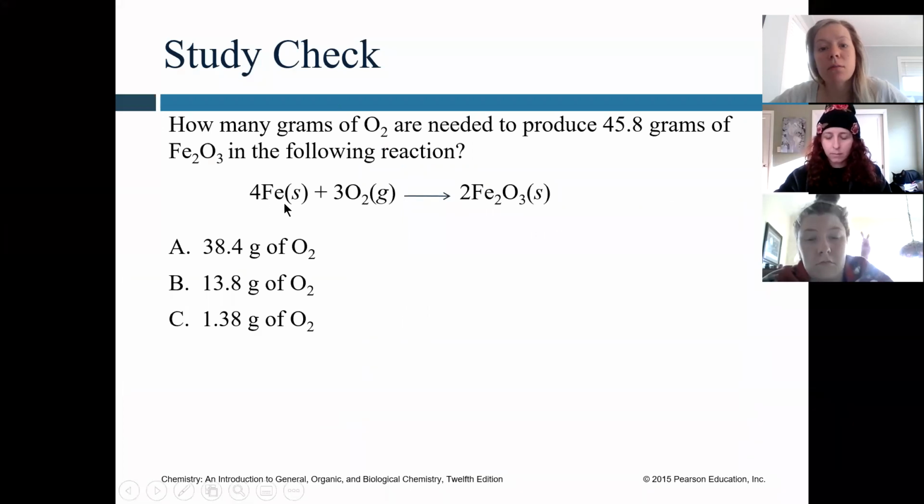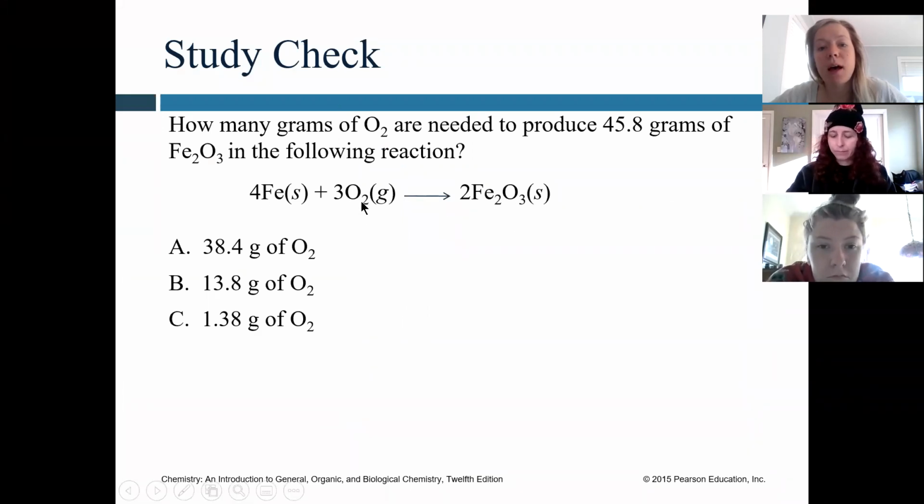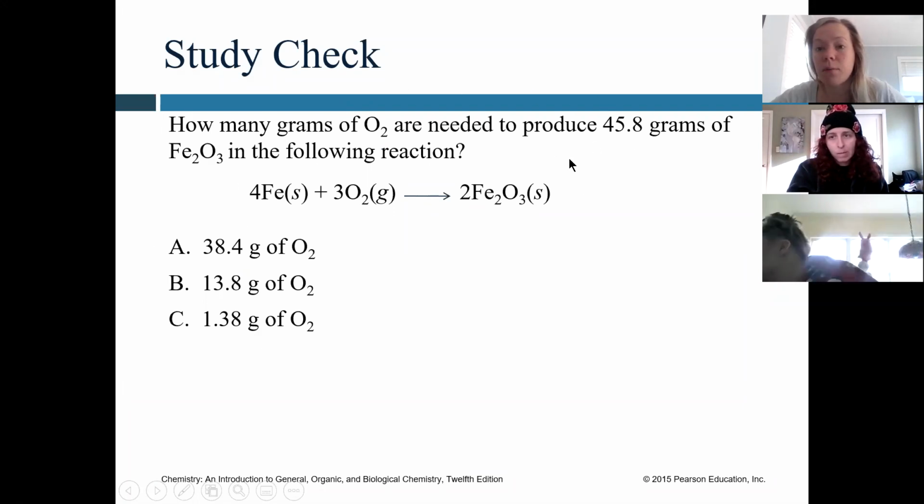Here is a balanced equation. How many grams of oxygen are needed to produce 45.8 grams of Fe2O3? So you know for sure how much product you want, and it's asking you about a reactant. There's A, B, and C, but I wouldn't even worry about that. Just kind of solve it the way that you had before.